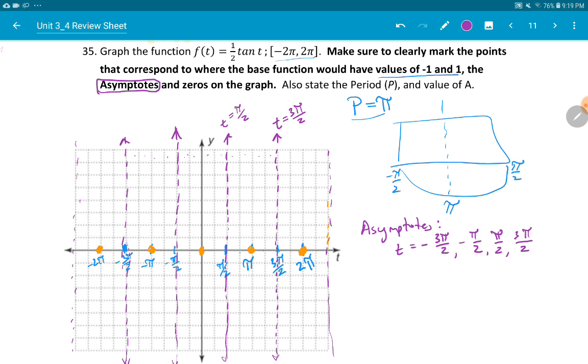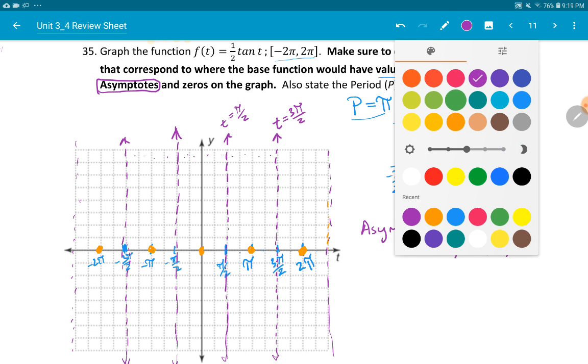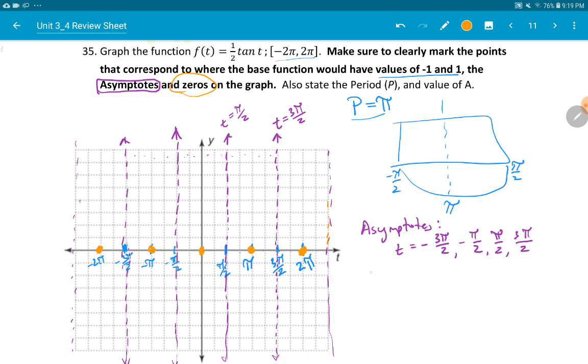Okay, now what's the next thing? So that's our zeros. You can list your zeros too, since it says to clearly state them. So zeros are at negative 2 pi, negative pi, 0, pi, and 2 pi. These are all t equals those values.